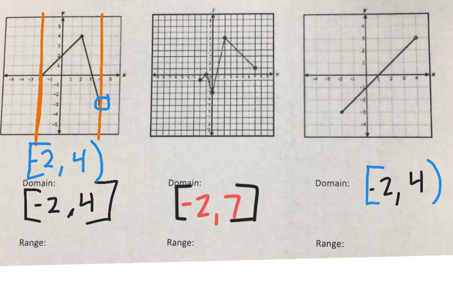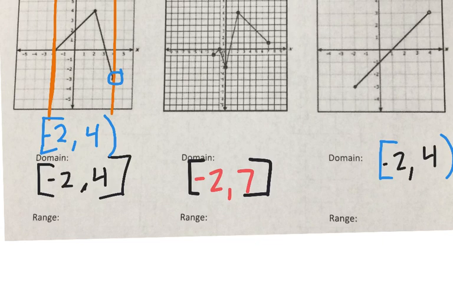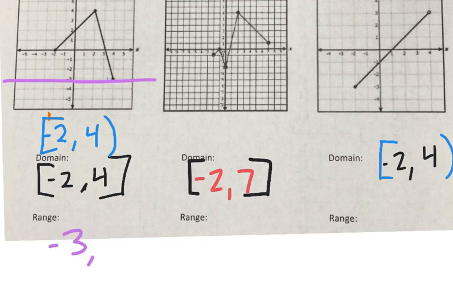Now let's do the same thing with the range. If I had to do the range for number 7, I want to think y. So start at the bottom of the graph, working my way to the top. What's the lowest y value the graph takes on? Does it ever go lower than negative 3? No. So the lowest y value is negative 3. What's the highest y value the graph takes on? 4. Does it ever go higher than 4? Are there any y values the graph skips between negative 3 and 4?